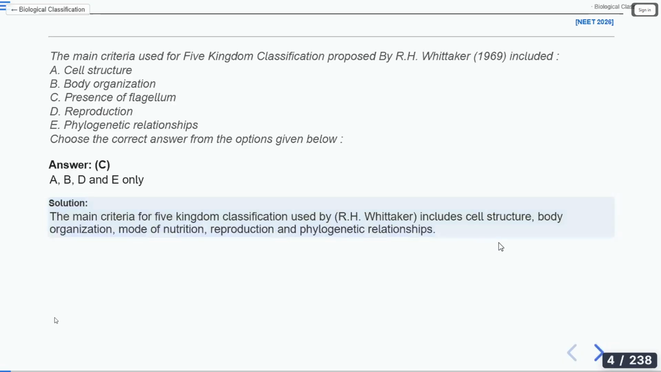So, the main criteria of 5 kingdom classification used by R.H. Whittaker includes cell structure, then body organization of the organisms, mode of nutrition, reproduction and phylogenetic relationship. So, option C is the correct answer.